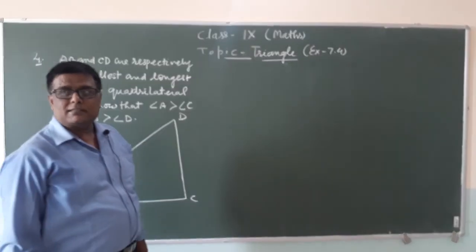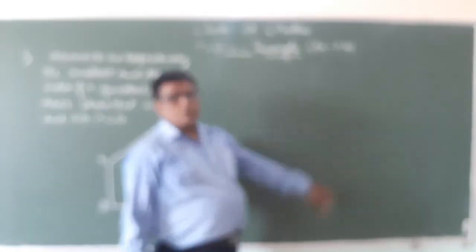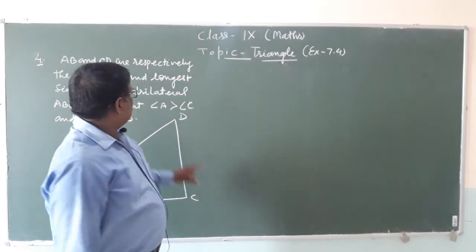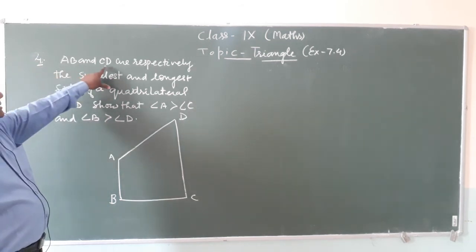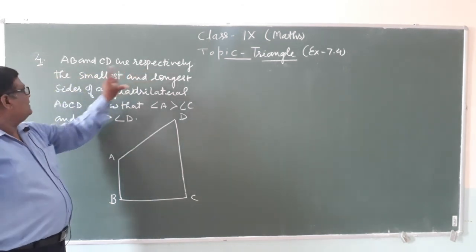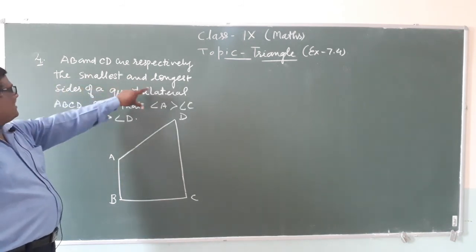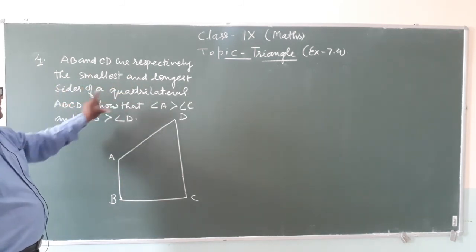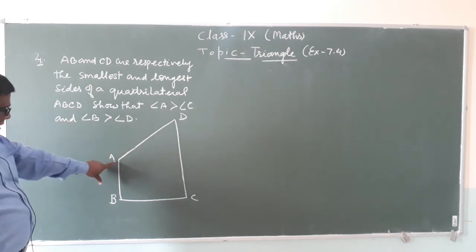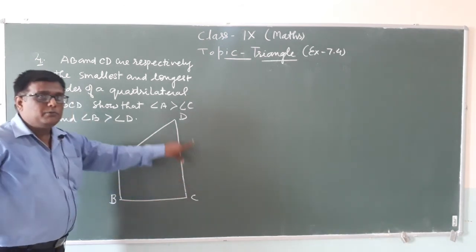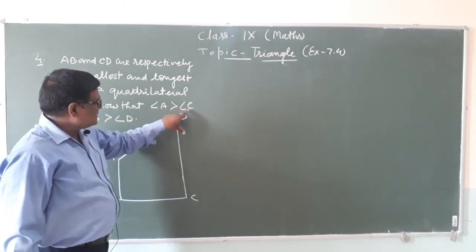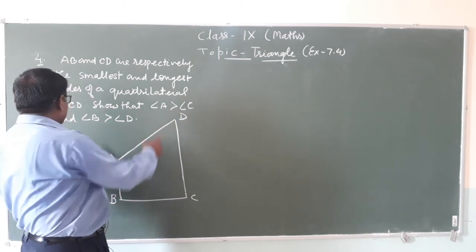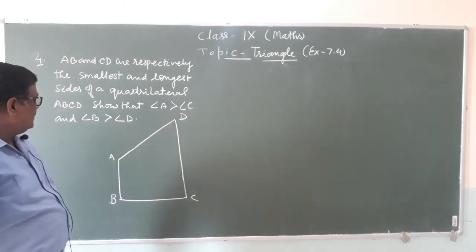Students, in our mathematics class of class 9th, topic is triangle, exercise 7.4, and this is the important question number 4, that is AB and CD are respectively the smallest and the longest side of a quadrilateral ABCD. Look here in the figure, ABCD be a quadrilateral, so that angle A is greater than angle C and angle B is greater than angle D.